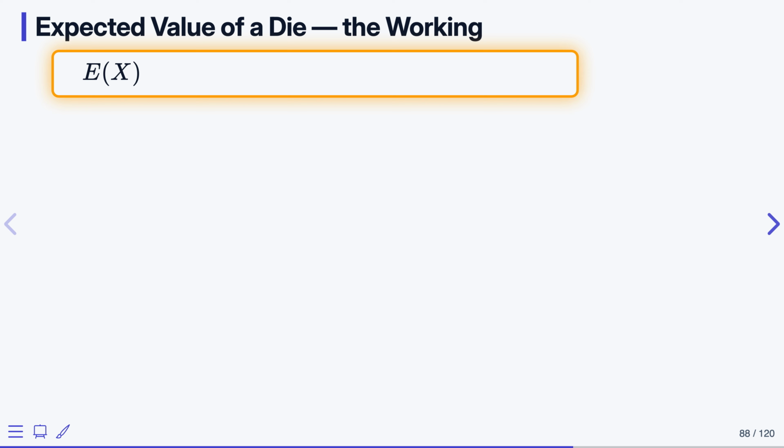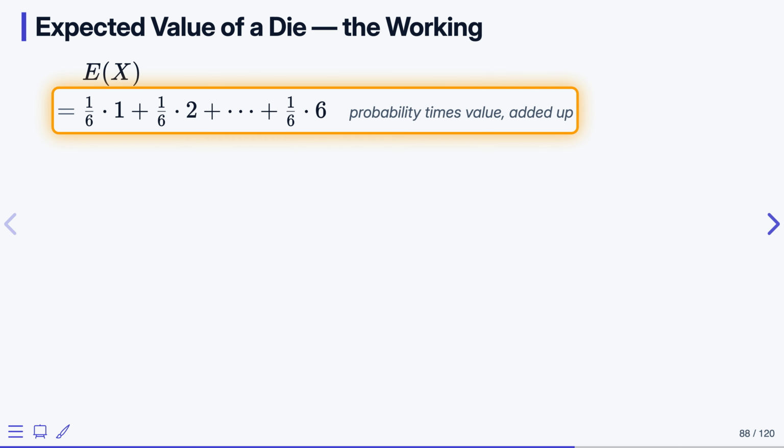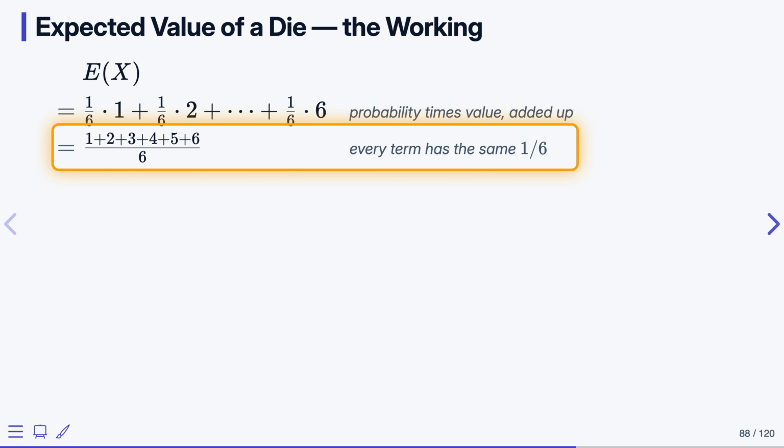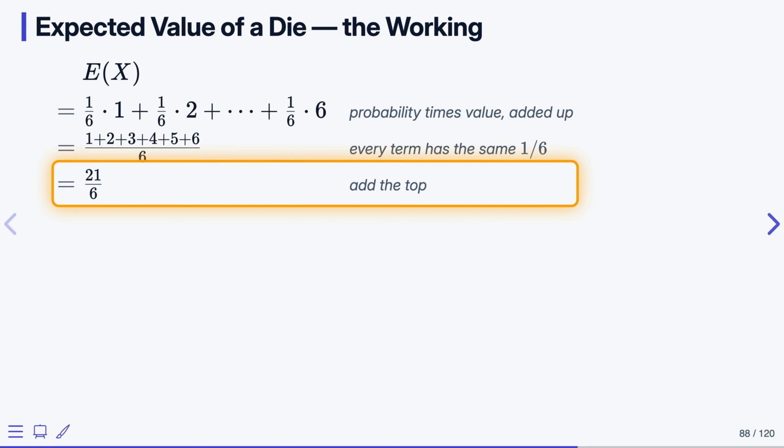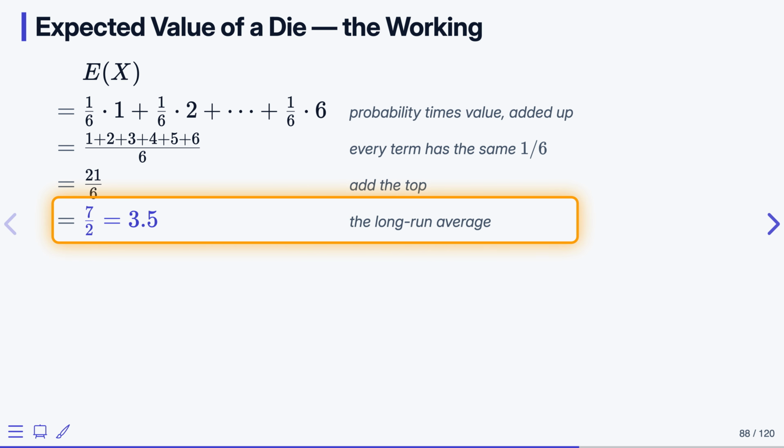We want the expected value of X. By the definition, we take each face, multiply its probability by its value, and add. Every face has probability 1/6. Every term shares that 1/6, so we can pull it out. The sum becomes (1 plus 2, up to 6) all over 6. 1 through 6 add to 21. 21 over 6 is 7/2, or 3.5. Notice the die never shows 3.5. The expected value is a long-run average, not a value you will ever see on one roll.